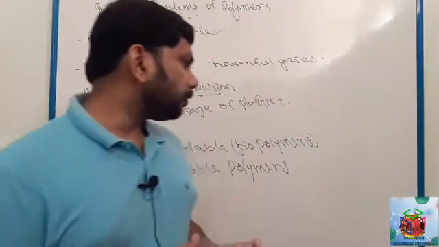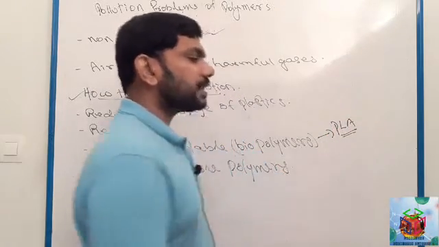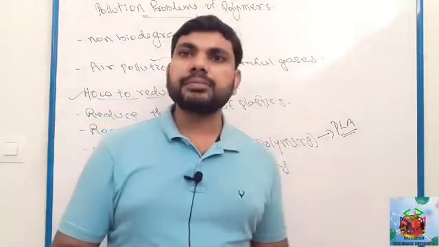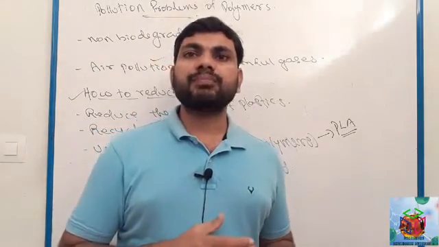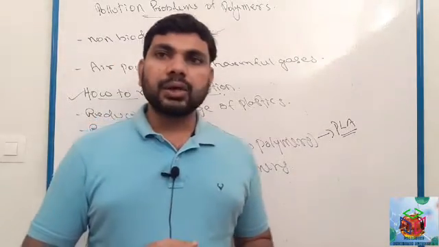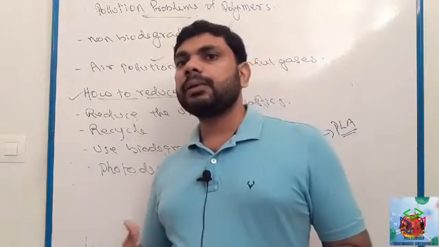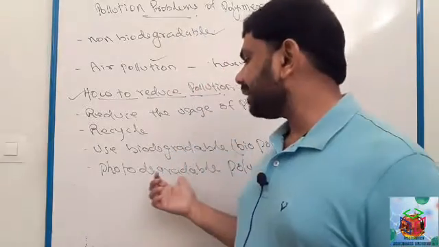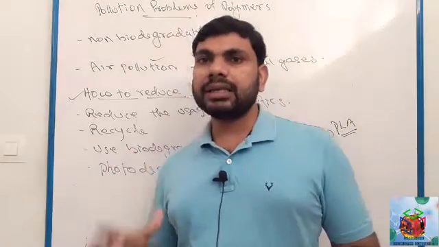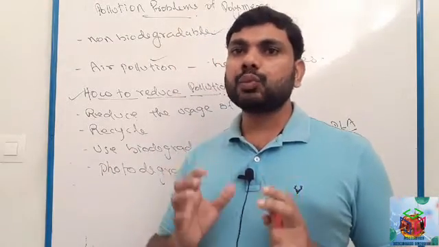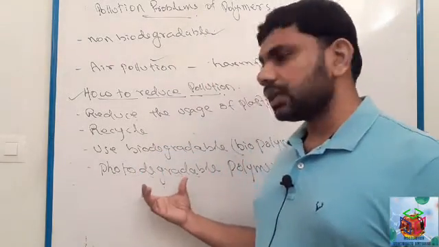Okay. Example for biodegradable polymers, polylactic acid. Polylactic acid is one example for biodegradable polymer. It contains ester linkage and it will degrade by actions of bacteria. Or we can use photodegradable polymer. Photodegradable polymer means polymers which will break down in presence of sunlight. Okay, it will break down in presence of sunlight.